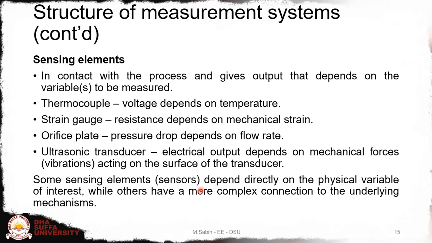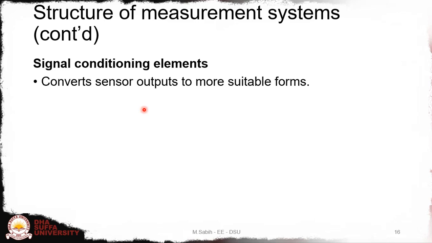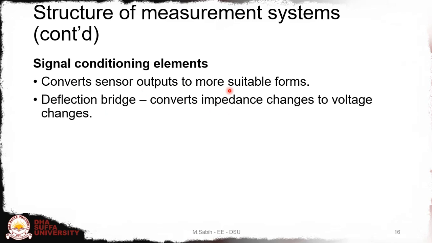And some sensing elements depend directly on the physical variable of interest, while others have a more complex connection to the underlying mechanism. Some are linearly connected to, for example, the temperature, for example, not the thermocouple, but the other metal. This may be nonlinear, and there are some temperature RTDs, for example, some that provide a very linear relationship. Signal conditioning elements are the elements which convert the sensor output to more suitable forms.